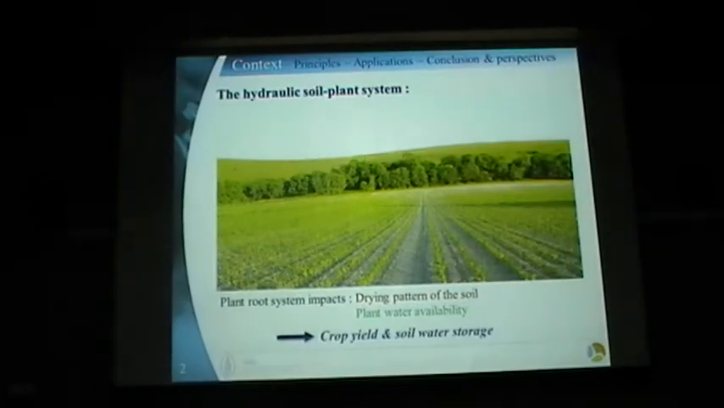So, the context is that in hydrology, plant root systems impact both drying pattern of the soil and also plant water availability, and these have an impact on crop yield and soil water storage. And these 2 points also are in a very complex interaction. And at the center of this interaction, you find the root system properties. And that's why it's very interesting to characterize these properties.